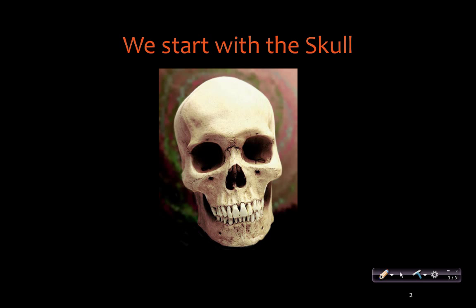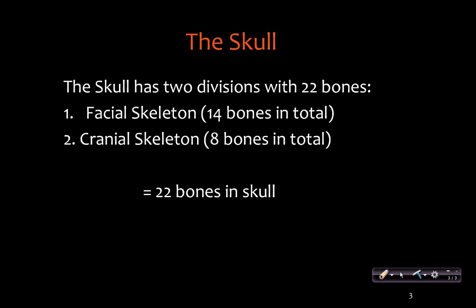And as we look at the skull, we're going to be focusing on the part of the skull that is known as the cranial skeleton, the part of the skeleton that surrounds the brain. In COMD 462, you'll be spending more time on the facial skeleton. We won't be doing that here in this class. There are 14 bones in the facial skeleton, 8 bones in the cranial skeleton, for a total of 22 bones of the skull altogether.